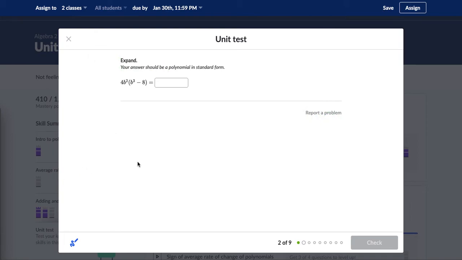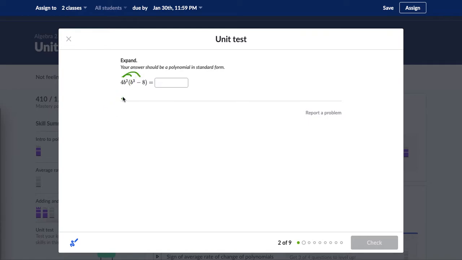All right, this is more like what we're going to see in our assessment. So what this is, is expanding. It's basically using your distribution rules. This is multiplying polynomials, right? We've got a monomial on the outside, we've got a binomial on the inside, so we have to multiply in here, right?